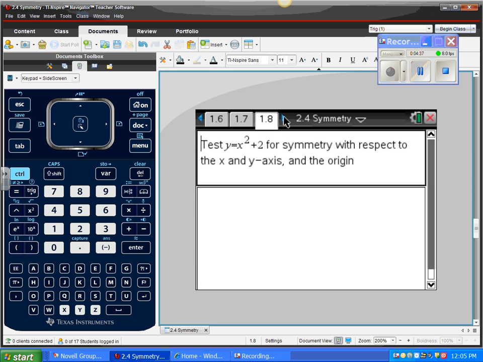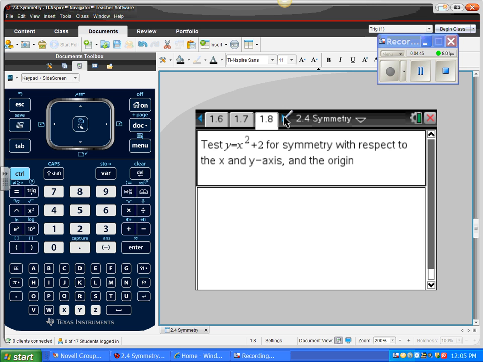Okay, so let's look at one. We're going to test y = x² + 2 for symmetry with respect to the x-axis and the y-axis. Let's start with the x-axis. Okay. If we're checking for symmetry with the x-axis, we're plugging in negative y for y. So we get -y = x² + 2. Is that the same thing as y = x² + 2? Well, no. Okay, so this one is not symmetric to the x-axis.